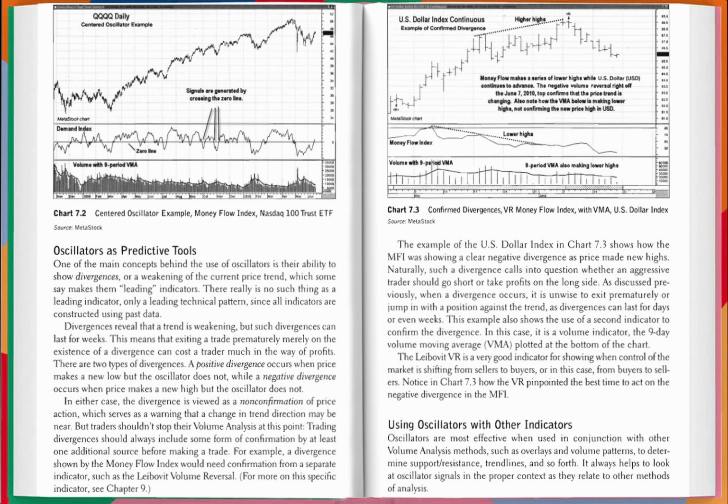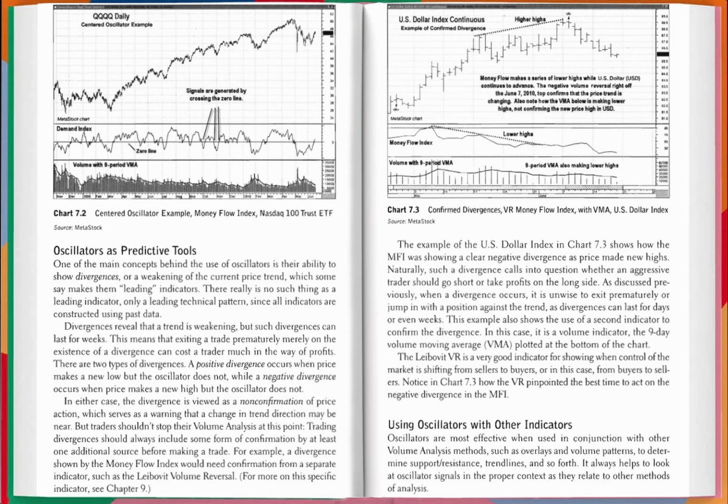But traders shouldn't stop their volume analysis at this point. Trading divergences should always include some form of confirmation by at least one additional source before making a trade. For example, a divergence shown by the Money Flow Index would need confirmation from a separate indicator, such as the Leibovit volume reversal. For more on this specific indicator, see Chapter 9. The example of the US dollar index in Chart 7.3 shows how the MFI was showing a clear negative divergence as price made new highs.